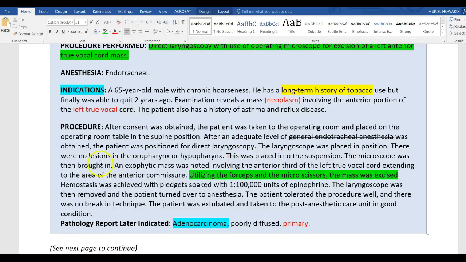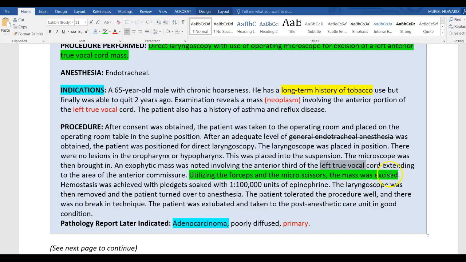And then the microscope was brought in, and they looked at the mass. It was noted involving the anterior third of the left true vocal cord, which is the third portion. If you look at a stick or a tube, it's divided in threes. So let's look at the third portion of it, which is the bottom half. And then you have a vocal cord on the left and right. And then he's pretty much talking about exactly where it is. And since he sees it, he notates it, he excised it and cut it. But he didn't just excise it. What he did was he sent it for biopsy.